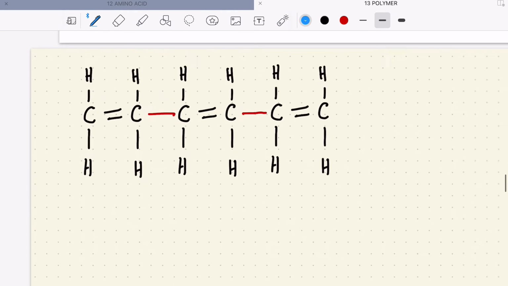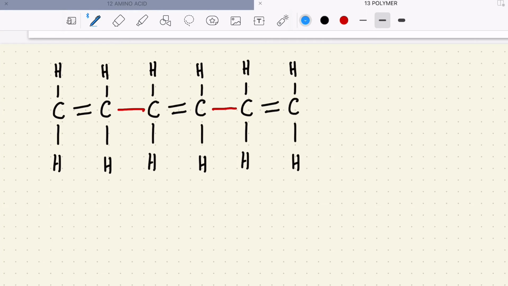And that is why, for the monomers to polymerize and to bond with another monomer, we cannot simply just add a link bond here. No. So what actually happens?